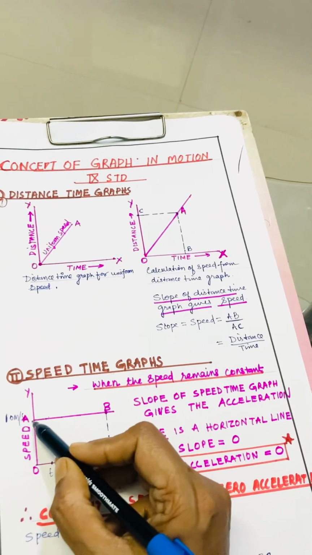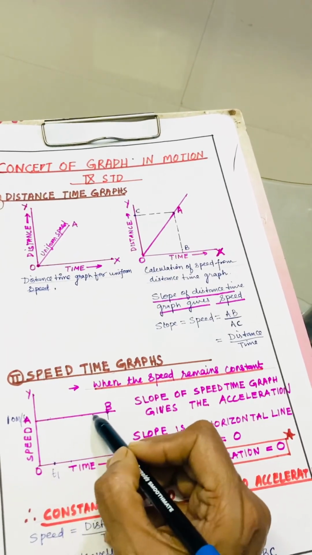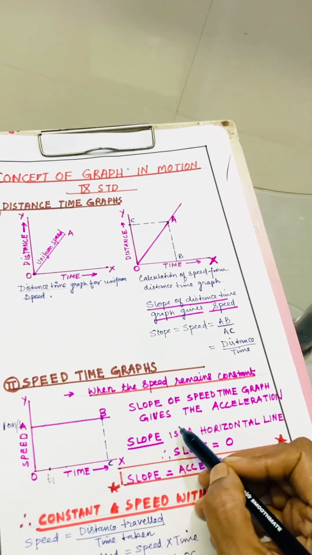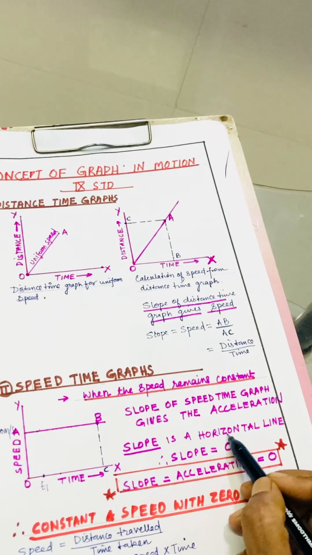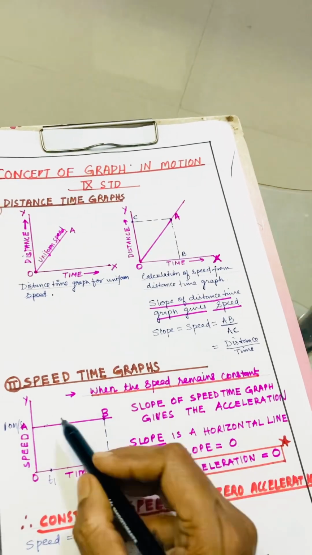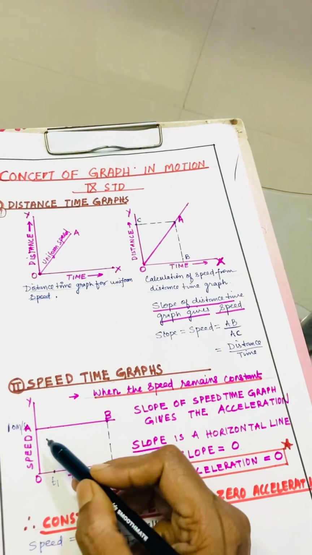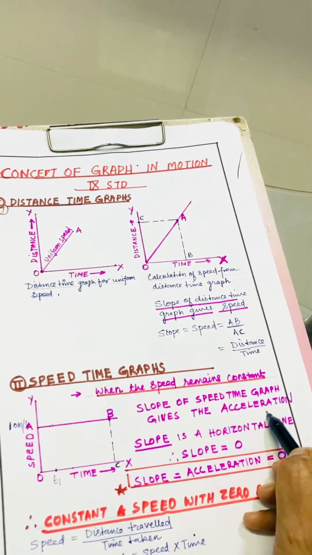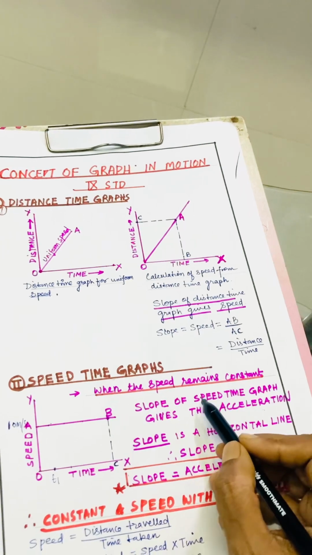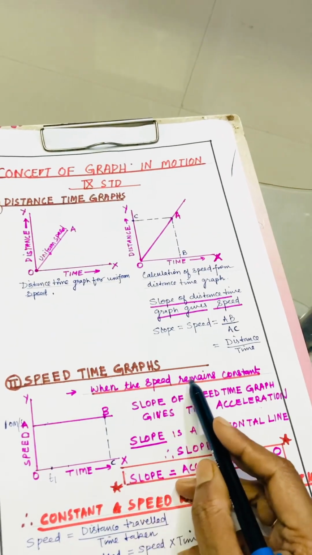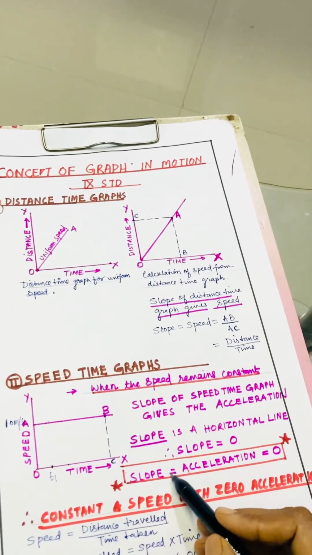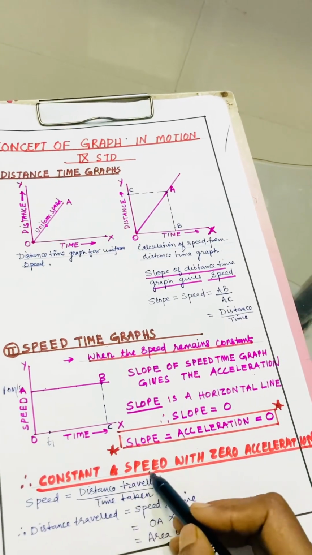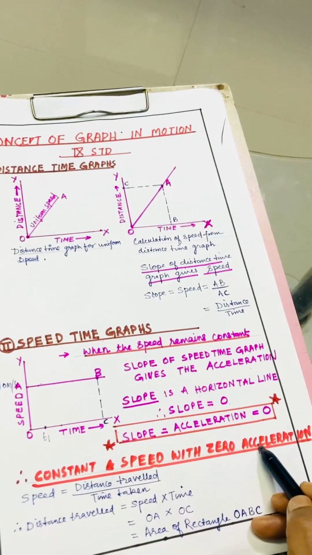So here we get this slope. This is a horizontal line. The slope of a horizontal line is 0. And we know that in this case the slope of the speed-time graph gives the acceleration. So when the body is moving with constant speed, the acceleration is 0. So this is the case of constant speed with 0 acceleration.